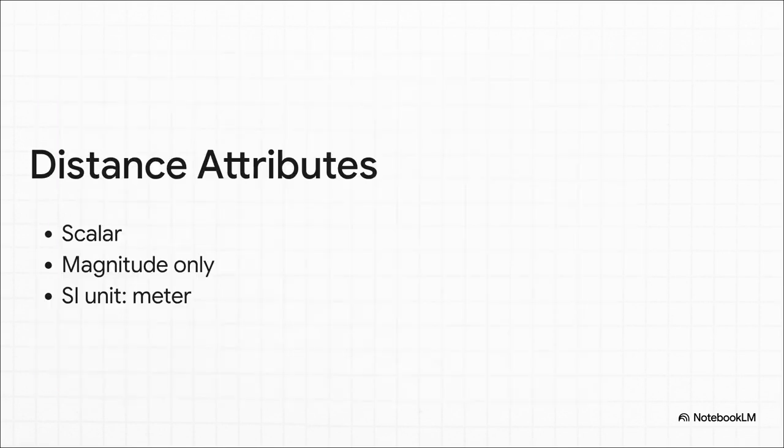Now, distance relies on three crucial attributes. First up, it's what we call a scalar quantity, and that simply means it possesses magnitude only. Think of it as a pure amount, like 10, 50, or 100, without any regard for direction whatsoever. And finally, its international standard unit of measurement is the meter. So distance is really just a number of meters showing the total path you took.